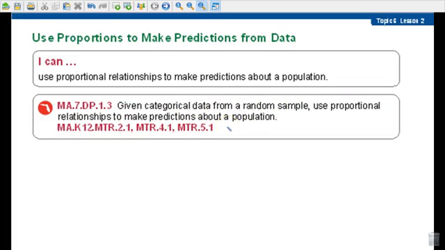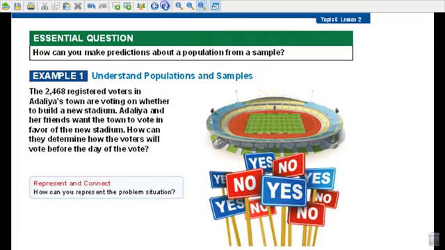All right, let's get started. Had a little fun, got that out of the way. Now we're getting into math.